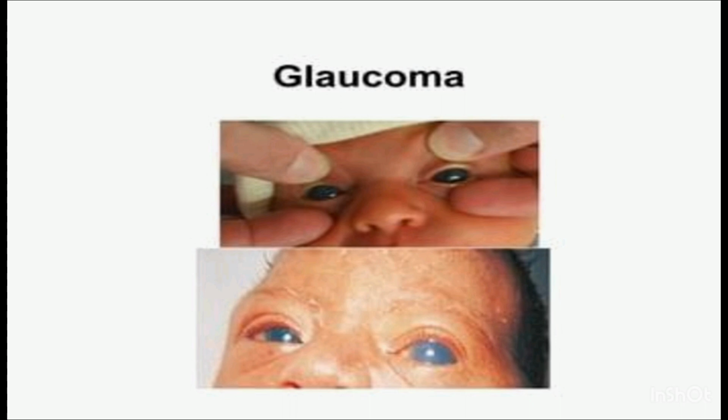This is the picture of glaucoma. Congenital glaucoma, which is also called newborn glaucoma. In this, the child is either born with ocular enlargement or the enlargement of the eye is noticed within a month of life. In this, IOP is raised in the intrauterine life, which causes glaucoma.